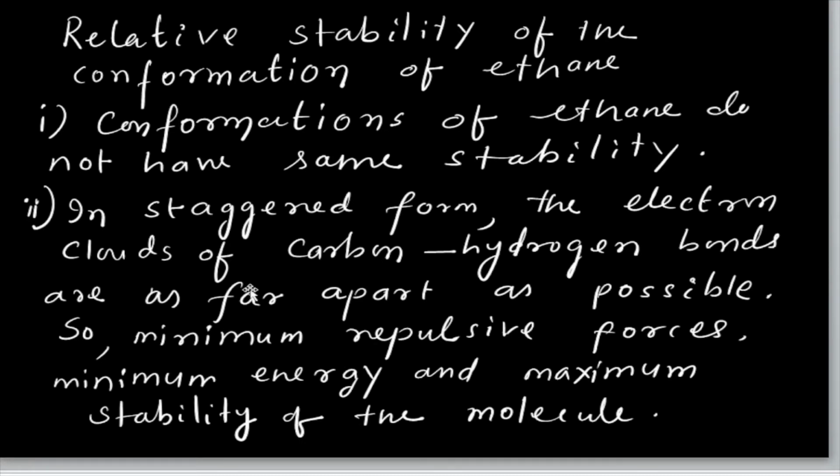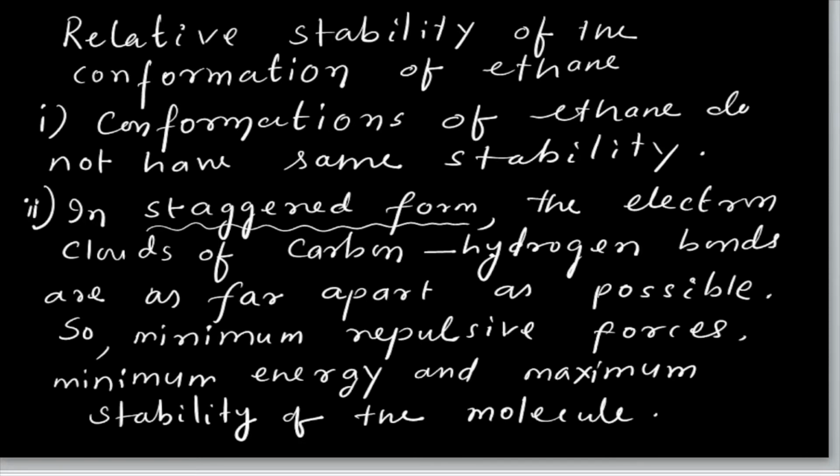One is eclipsed conformation, another is staggered conformation. In eclipsed conformation, the hydrogen atoms are close to each other, and in staggered conformation, the hydrogen atoms are far away. That is why the two conformations, eclipsed and staggered form, never show the same stability. One is more, one is less.